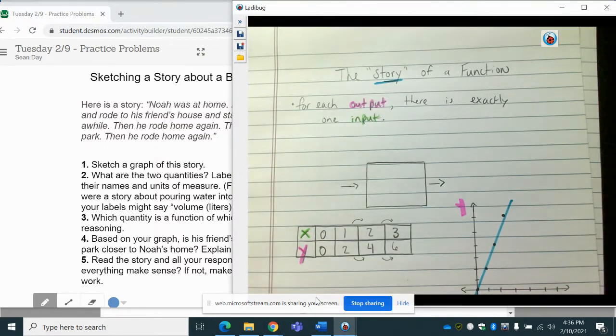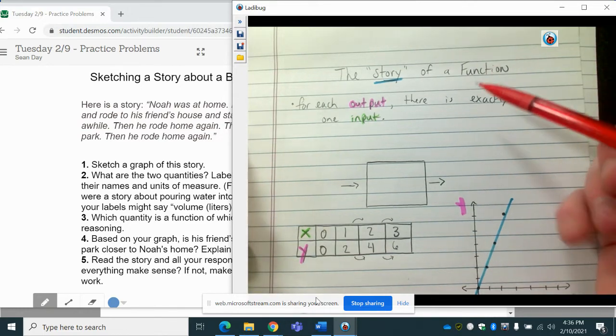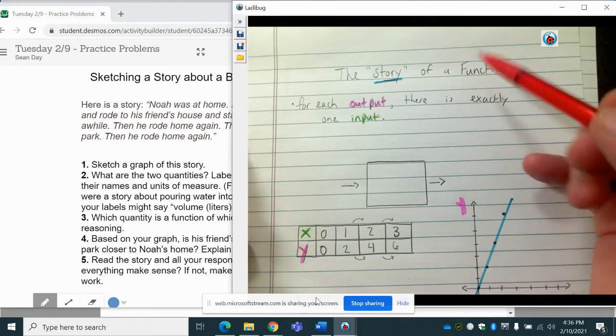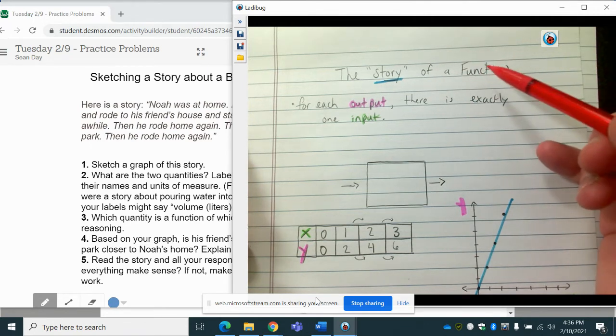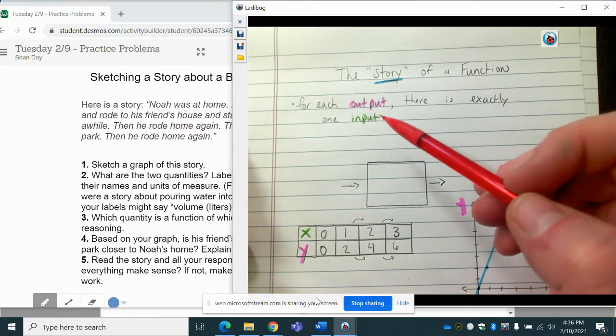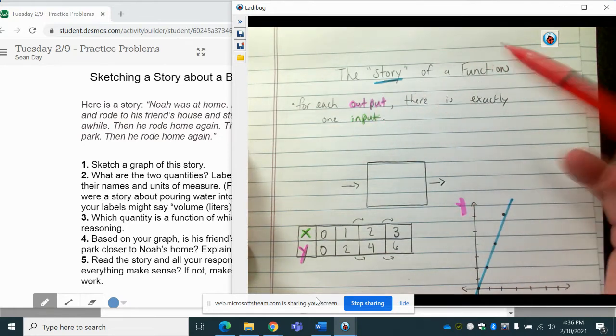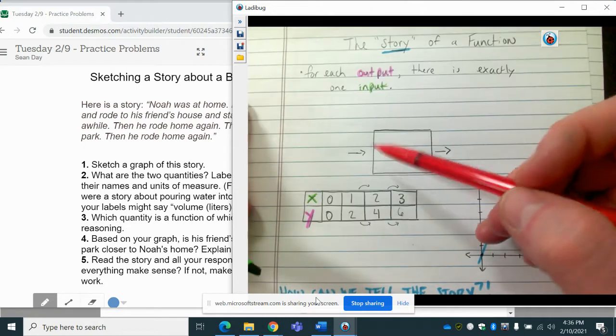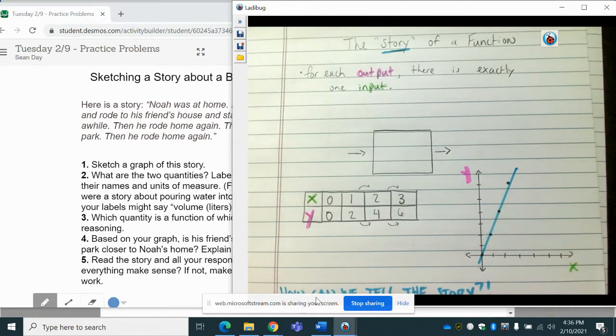So today I want to talk about the story of a function. We've been learning a lot about functions in the mathematical sense. For each output, there is exactly one input. That is the definition of a function. We can use an input-output table to represent this function.